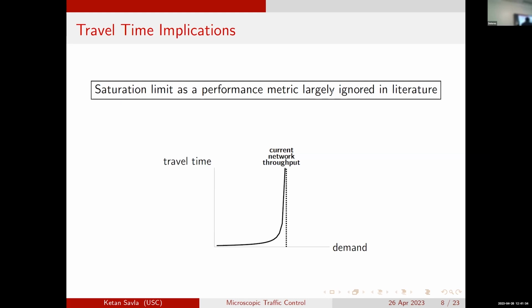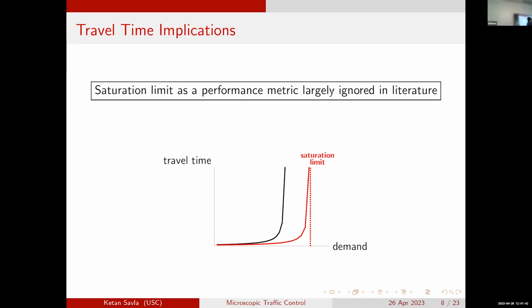Now, if this is the current capacity, this line depends on the algorithm. If I can use an algorithm by which I can push the capacity to the right, then let's say my demand is here. Before I applied my algorithm, my travel time was somewhere here, but under my algorithm, because I pushed the capacity to the right, my travel time will be on this one for the same demand. So by pushing the saturation limit to the right, meaning allowing more and more demand, you have a highly nonlinear, non-trivial decrease in travel time, because of this nonlinear growth of travel time as you approach the capacity.